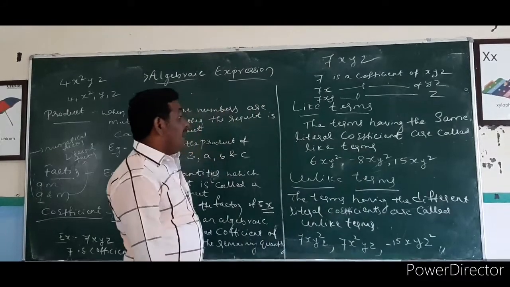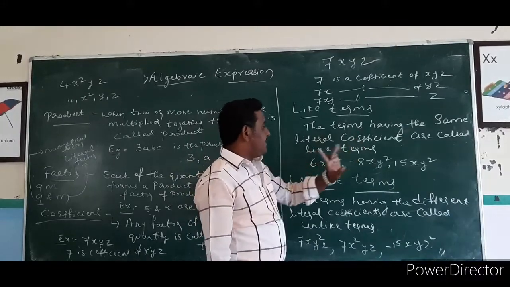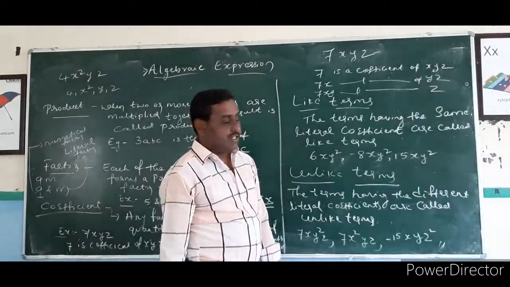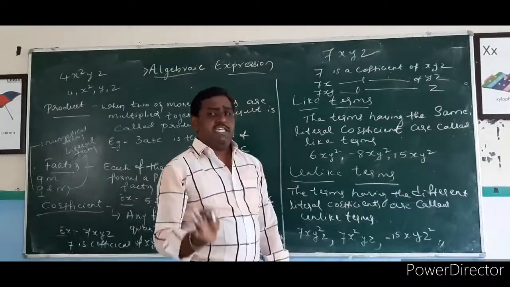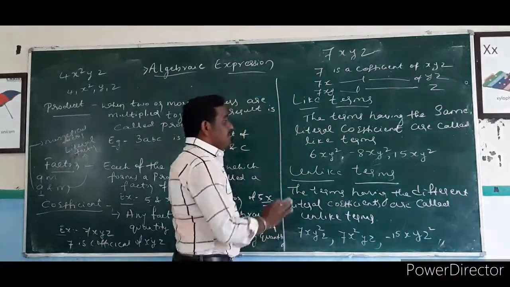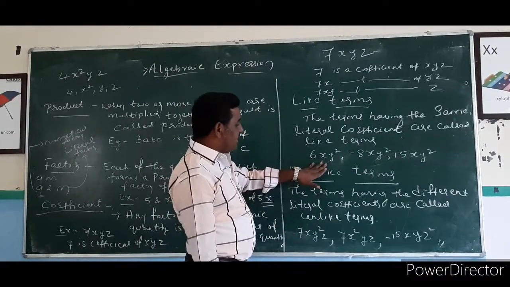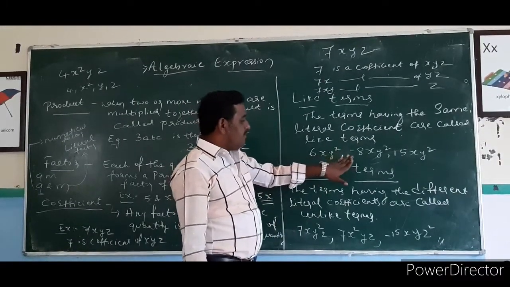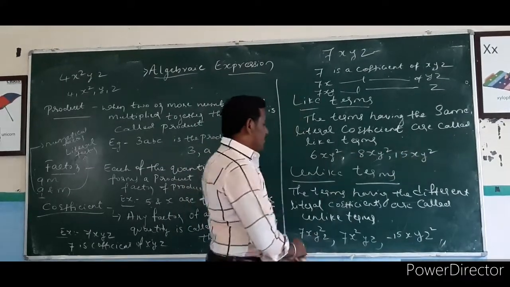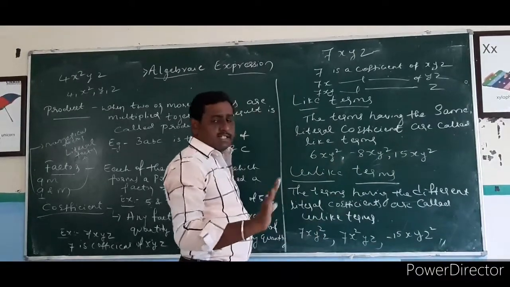Next is like terms. Like terms are very simple. Terms having the same literal coefficients are called like terms. So the literal coefficient must be the same, not the numerical. Numerical factors, or numerical coefficients, may be different. Look at the example: 6xy square, minus 8xy square, 15xy square. You can leave out 6, 8, 15. No bother, they are not the same.